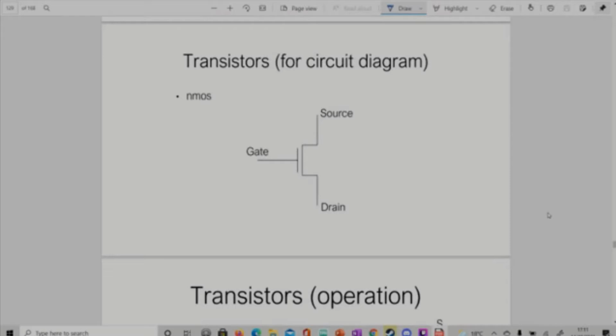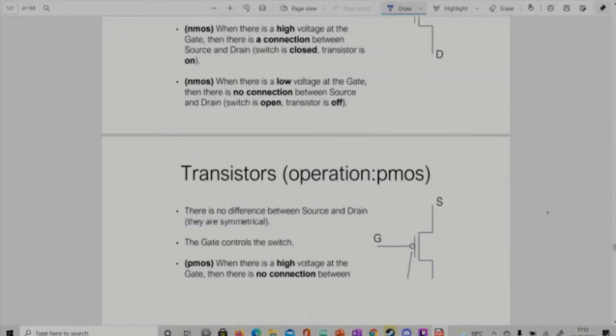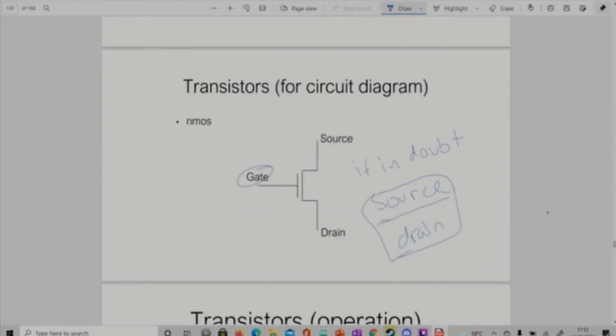So, yeah, it's important that you know that the gate comes first, and always remember, if in doubt, source above drain. Always. The source will always be on top of the drain. So just think of it as, I like to think of it as a waterfall or like a tap. Water comes out here, and then the drain is at the bottom. That's how I like to think of it. So the water source, drain. Just so you guys don't forget.